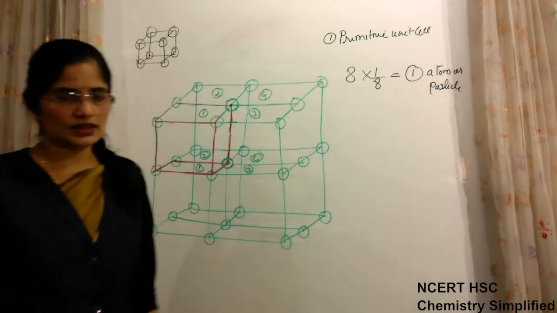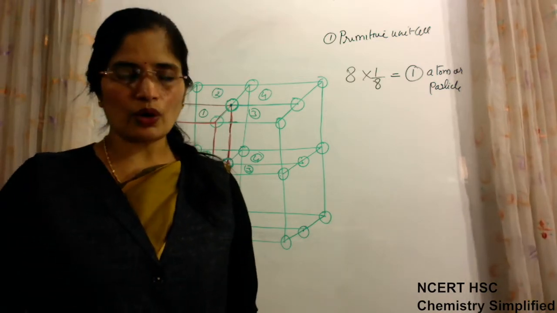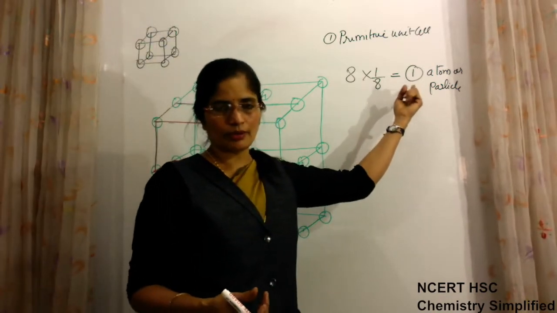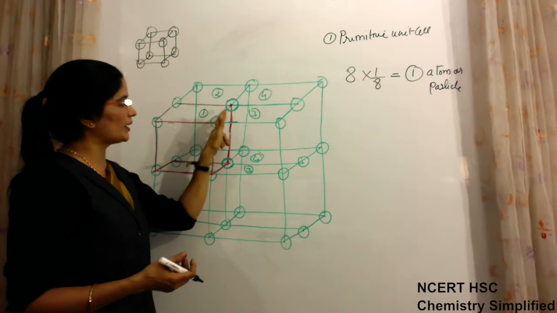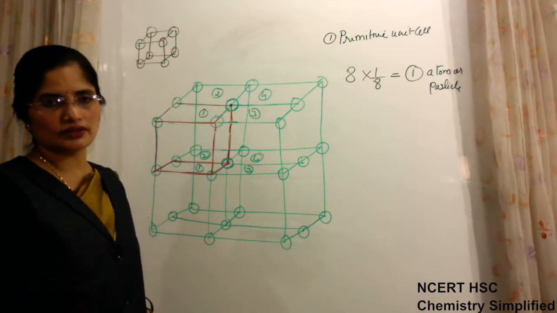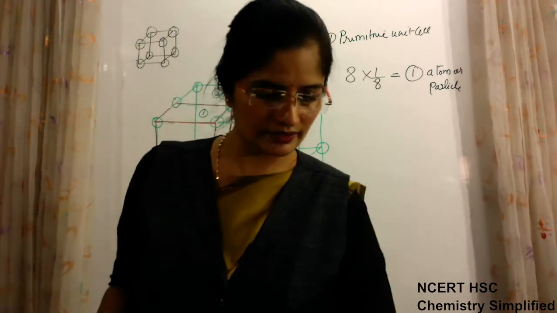Clear? Is this clear? So in a primitive unit cell, the number of particles actually present is only 1, because on each corner the particle present is only 1/8 part of it. Is this clear? Can anyone say?